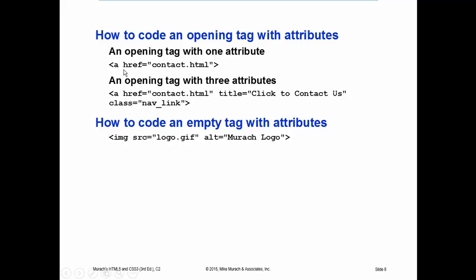Here's an example of an opening tag with a single attribute. Here's an example of an opening tag with multiple attributes. So this one has a single attribute. The attribute is href. The value of the attribute is contact.html. Here we have href and contact.html, but we have a second attribute which is title with a value of click to contact us. And we have a third one which is a class attribute with a value of navlink.